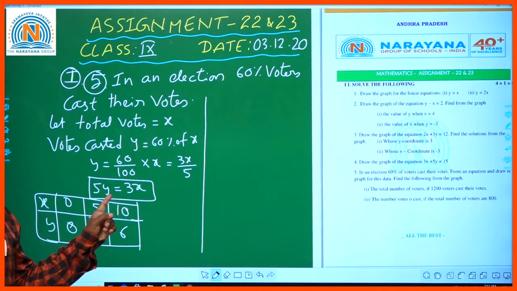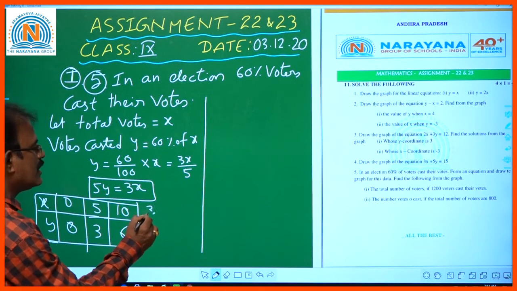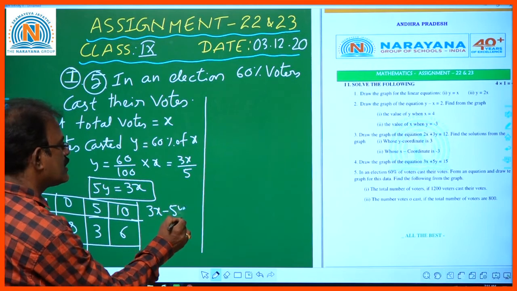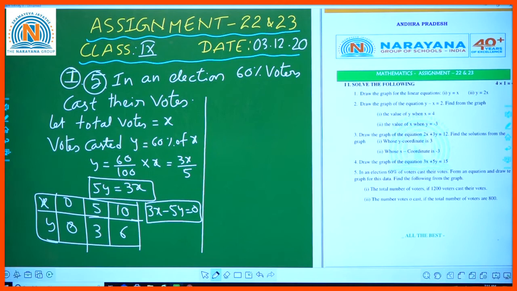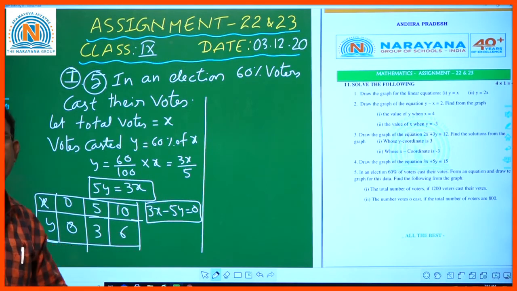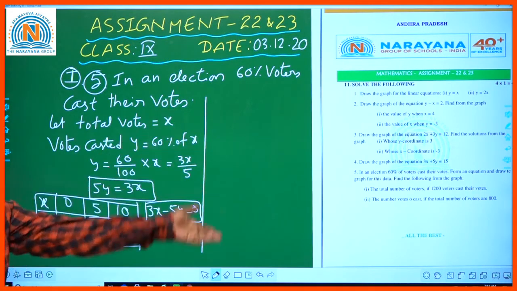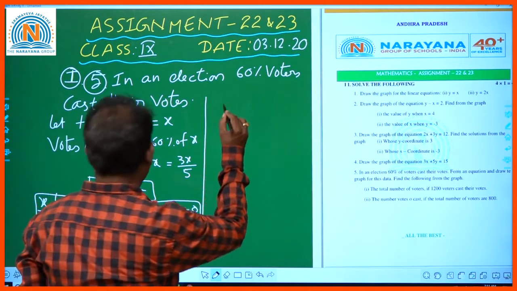This is the situation, this is the linear equation. What is the linear equation? 3x minus 5y is equal to 0. If they ask only linear equation, this is enough. But they ask us to draw the graph. Okay, right.